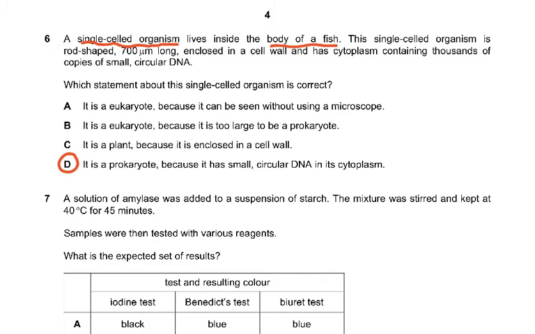It is a eukaryote because it can be seen without using a microscope. It is a eukaryote because it is too large to be a prokaryote. It is plant because enclosed in a cell wall. Not necessarily. Prokaryotes have cell walls, fungus has cell walls, plant has cell walls, and certain protoctists have cell walls, algae. It is a prokaryote because it has a small circular DNA in its cytoplasm.